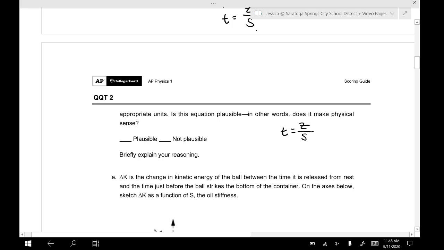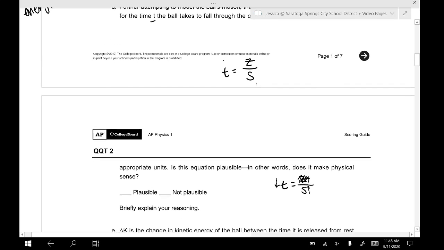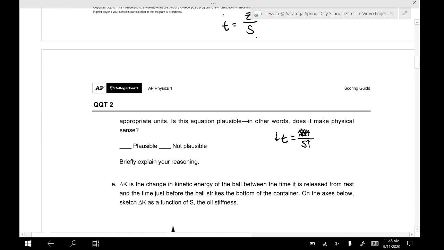Okay, so Z is a constant that can't be changed. So this shows an inverse relationship between stiffness and time. So if I increase the stiffness, the amount of time to fall through the oil should decrease, meaning it should fall faster. That doesn't make any sense. If I increase the stiffness, it should fall slower. It's harder to get through molasses than water. So this is not possible.